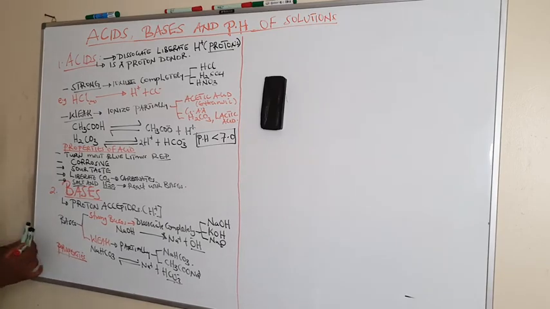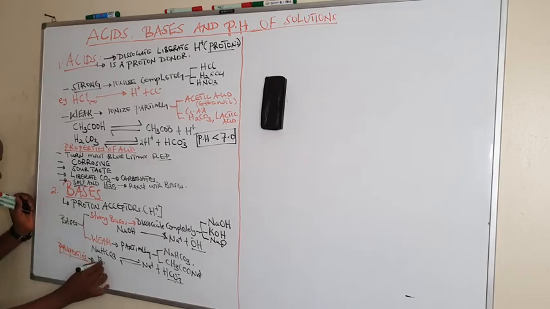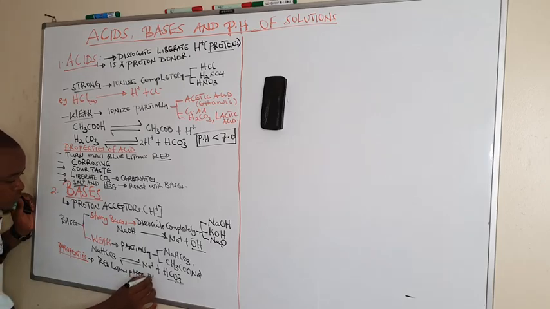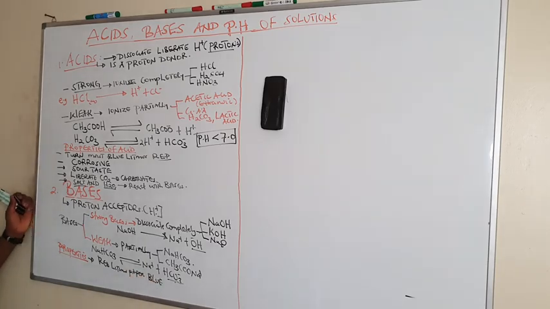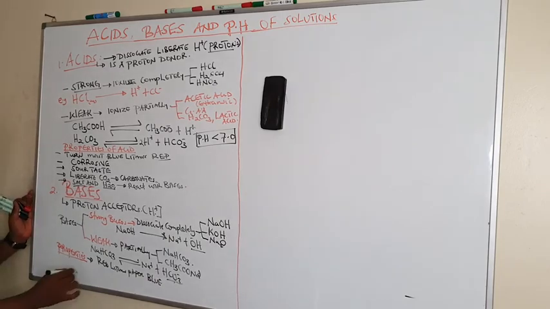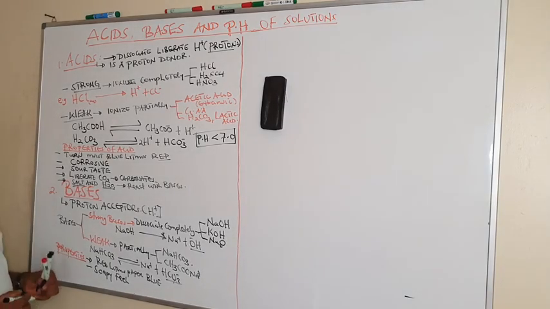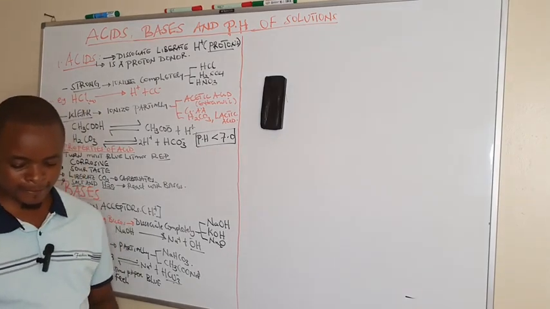include that these bases, when in solution, turn moist red litmus paper blue, meaning they are alkaline in nature. They have a soapy feel. When you touch them, you feel like they are soap. So they have a soapy feel on touching. That is another property of bases.